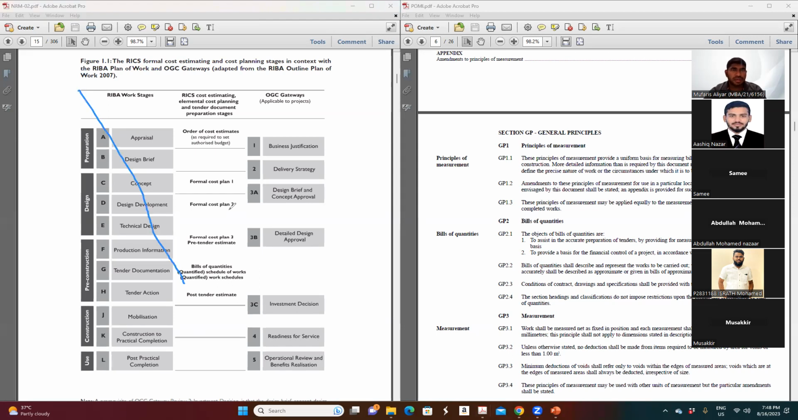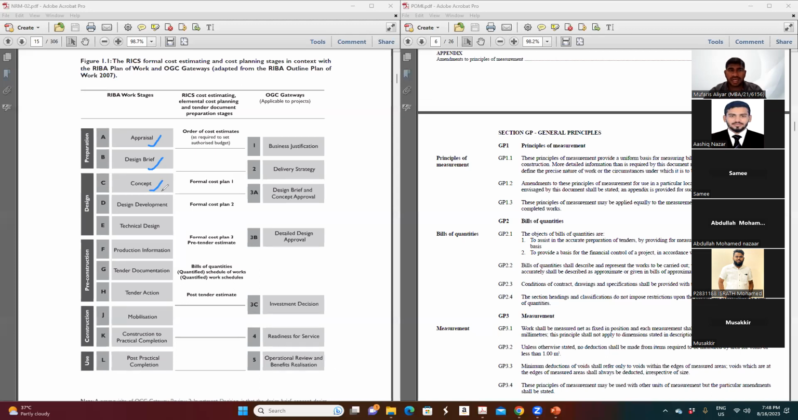Sorry. What is important here? This is the RIBA plan of work. This is how they categorize the building phases. So one is preparation, appraisal, and design brief. This is where the client has an idea to build a building, so this is the appraisal phase. Then the design brief means he has an idea, he will come and talk to somebody about his brief about the design. This is a design brief.